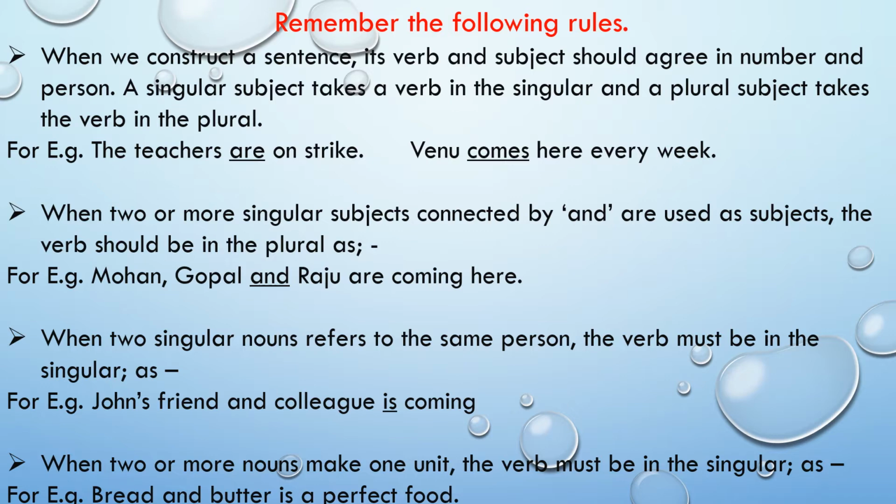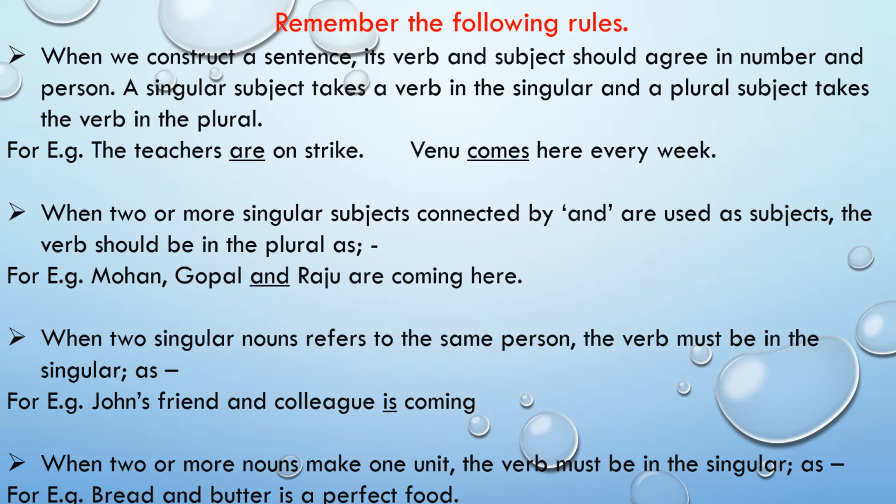When two singular nouns refer to the same person, the verb must be in the singular. So if we are talking about one person, then the verb should be singular. Example, John's friend and colleague is coming. So we are talking totally about John. Who is coming, children? John's friend and colleague. Here you cannot write John's friend and colleague are coming, because we are talking about only one person, that is John. So the verb should go as singular.